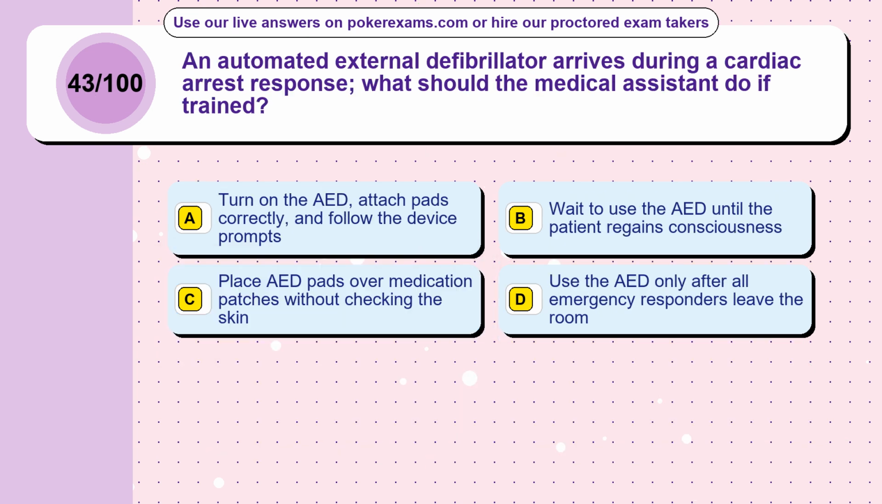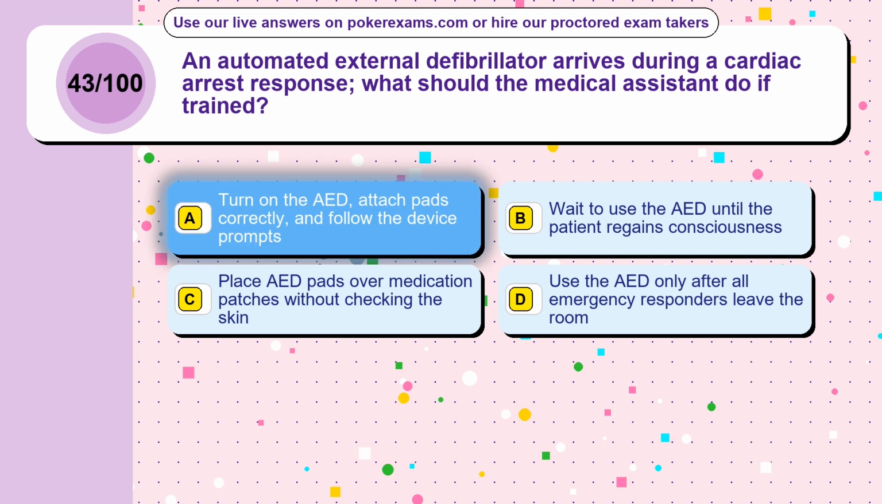Question 43. An automated external defibrillator arrives during a cardiac arrest response. What should the medical assistant do if trained? Option A. Turn on the AED, attach pads correctly, and follow the device prompts. Option B. Wait to use the AED until the patient regains consciousness. Option C. Place AED pads over medication patches without checking the skin. Option D. Use the AED only after all emergency responders leave the room.